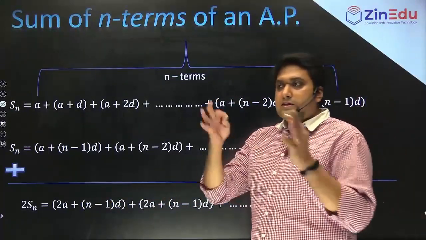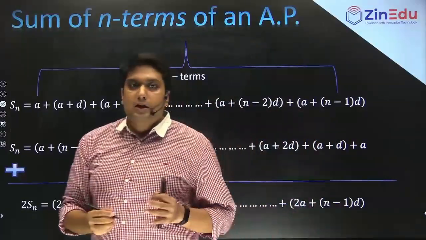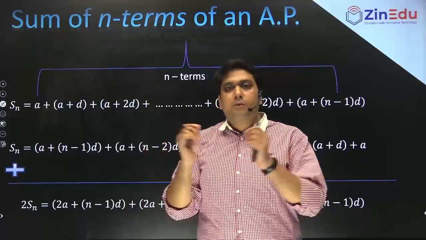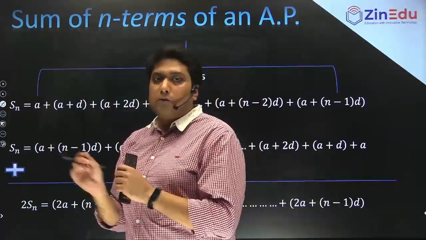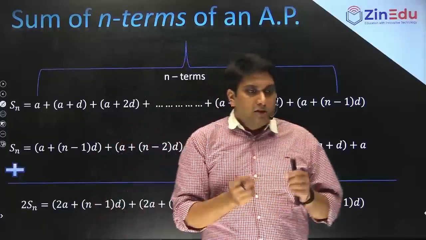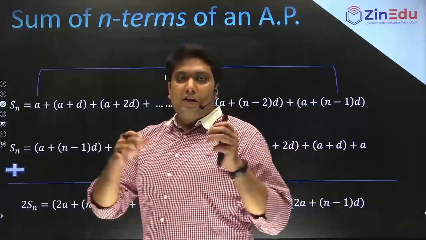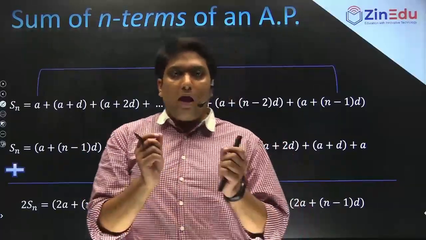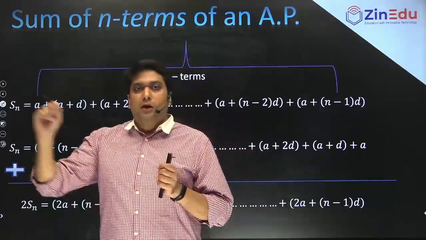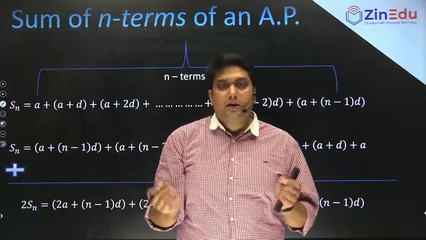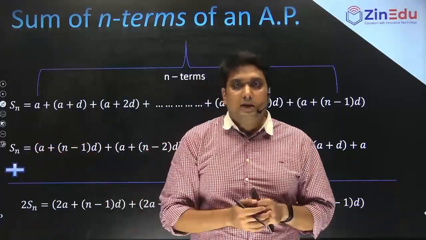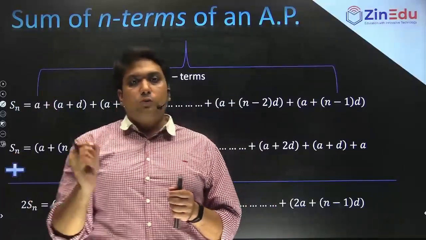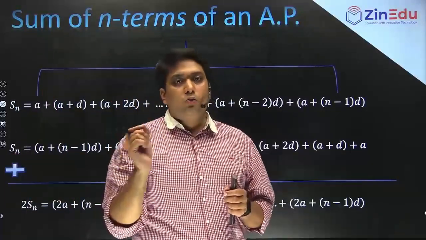Let me explain in a different manner. Let us take an example. If I have 10 2's with me and I add them up, is it better to add them individually, that is 2 plus 2 plus 2, 10 times, or to multiply, that is 10 into 2, right? If I add 10 2's, the result would be 20. If I multiply 10 into 2, the result would be 20.